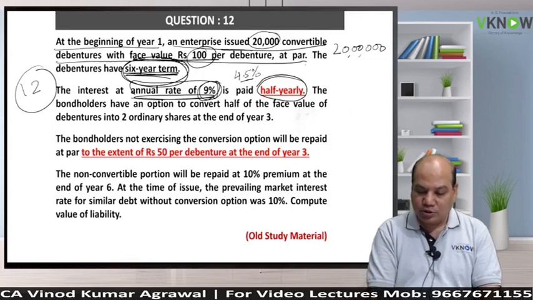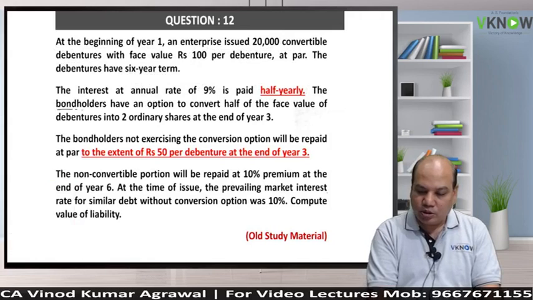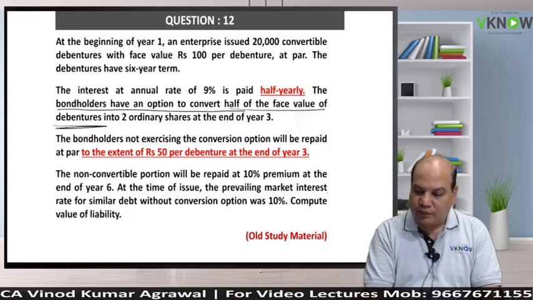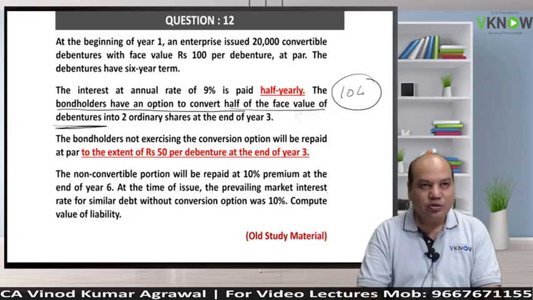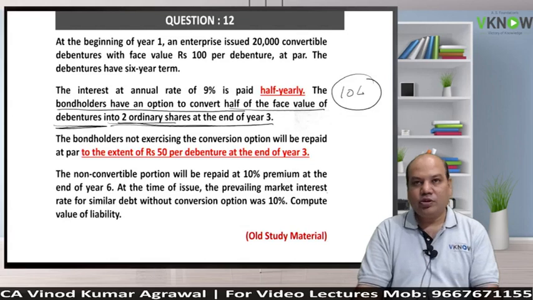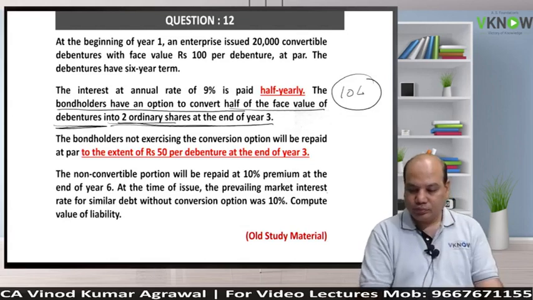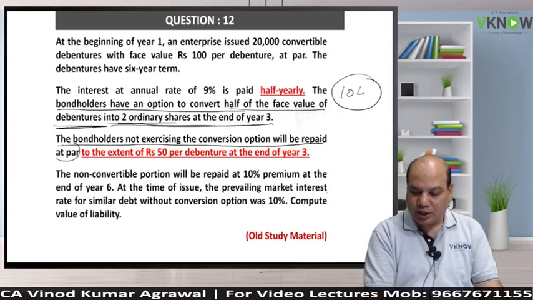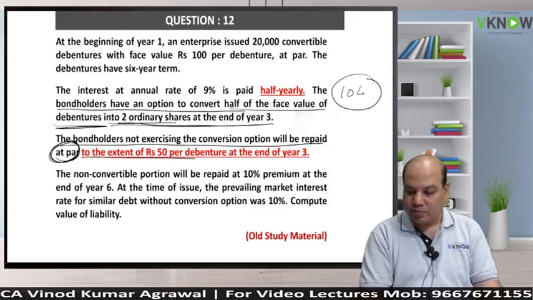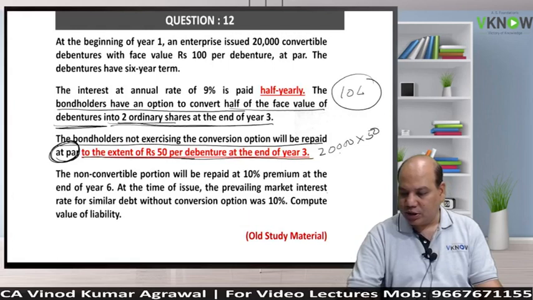The bondholder has an option to convert. Now one more complication. The bondholder has an option to convert half of the face value of the debenture. Half means 10 lakh rupees. Total is 20 lakh. Half of it they can convert into ordinary shares at the end of year 3. For every 1 debenture, 2 shares will be issued. But this is an option. Or those who are not exercising the conversion option will be repaid at par. Repaid at par means the same face value of 100 rupees to the extent of 50 per debenture. So they will get 50 rupees per debenture. So I will have to pay 20,000 into 50, 10 lakh rupees.